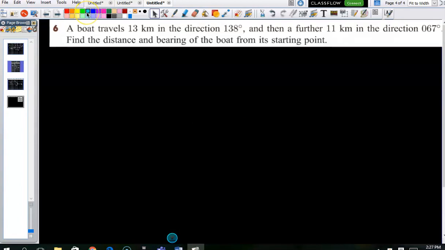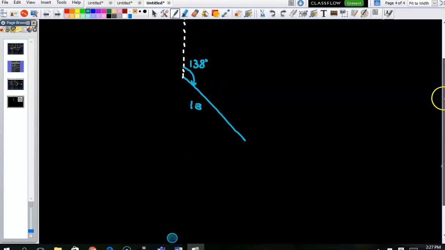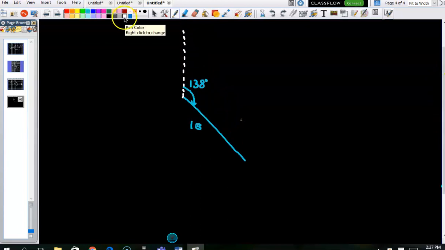Listen. Once again, you have to pop your dot. All right, there's my north. We're going to go 138. So 180, so 138. Pop it like so. And then a further 11 kilometres in the direction of 67. Now this is slightly different because it's sort of within the triangle, if you know what I mean. So we're going here. There's my true north.